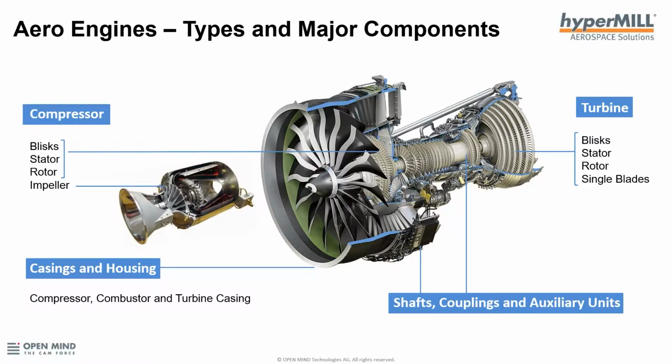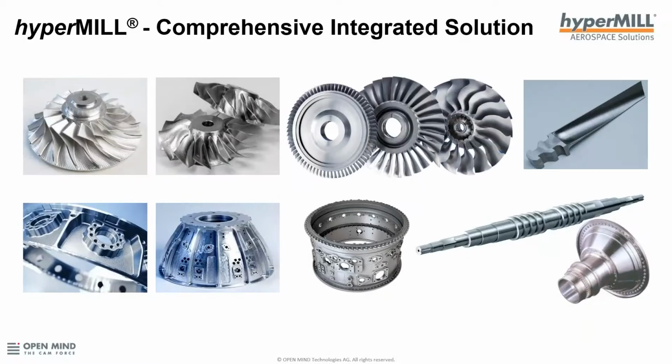So with these basics, HyperMILL offers a very comprehensive and integrated solution for machining all such types of aero engine components. Like we said, whether these are impellers or bliss, engine rings, casings, and so forth, we have the most versatile solution that you can use to manufacture any of these components.